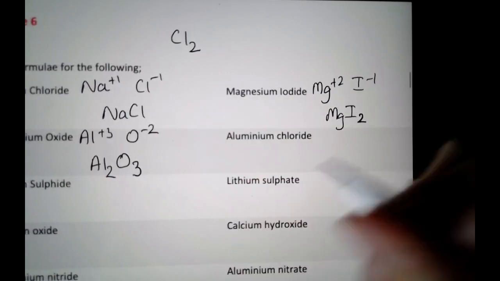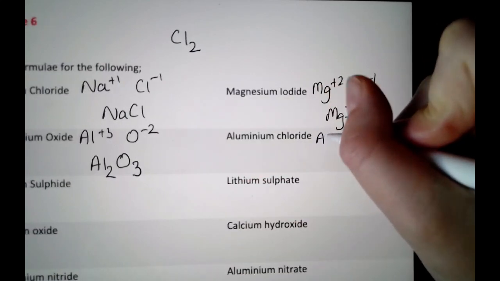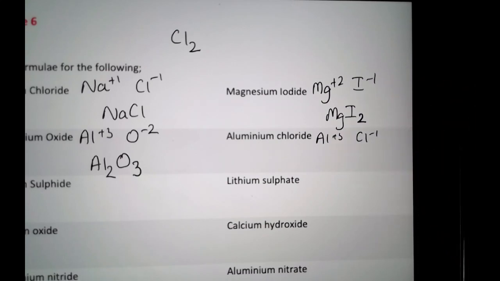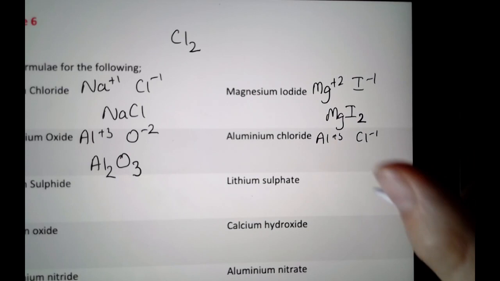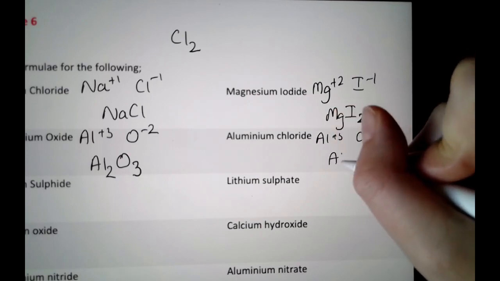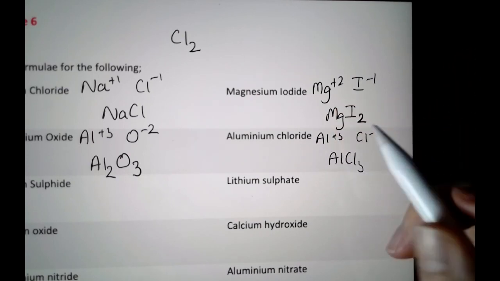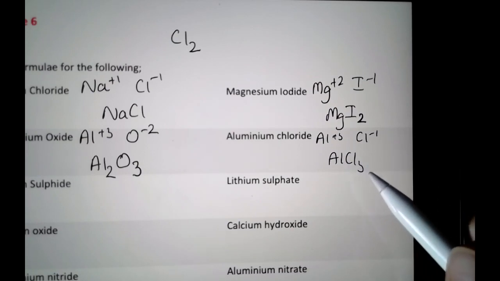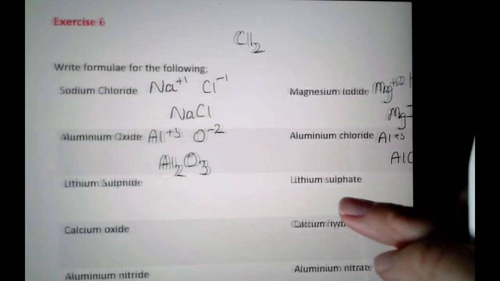The next one I'm going to get you to do for yourself. So I will tell you that aluminium has a +3 charge, chlorine has a -1. Cross it over, write the formula of aluminium chloride. So the answer here is AlCl3. The 3 comes down next to the chlorine, the 1 will be next to the aluminium, although you don't need to write it. And again, I do not bring down the signs.